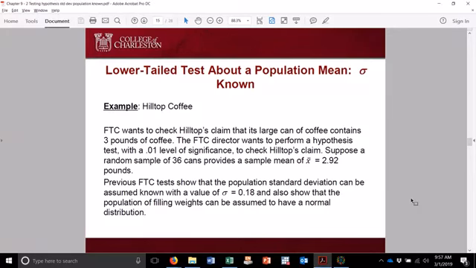Hi, this is Professor Teixeira, and I'm gonna show you how to solve a lower tail test about the population mean when I know the population standard deviation using Excel.